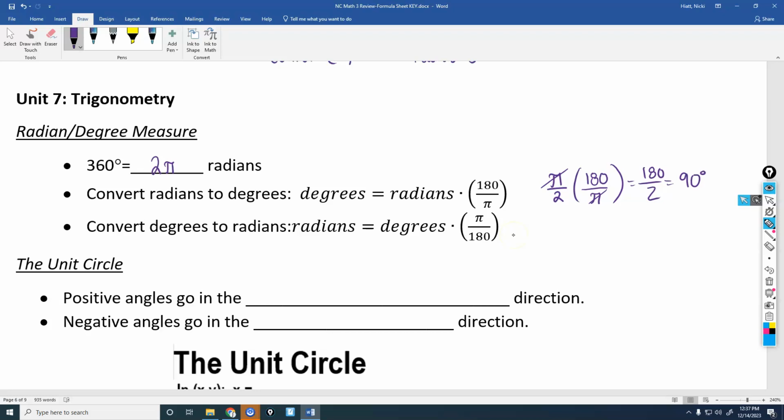When you have degrees, you might have 120 degrees. If you have degrees on the top, you need degrees on the bottom of the fraction so that those degrees cancel out. So that'd be 120 pi over 180. You would reduce that, which gives you 2 pi over 3. You can reduce it in your calculator or by hand.